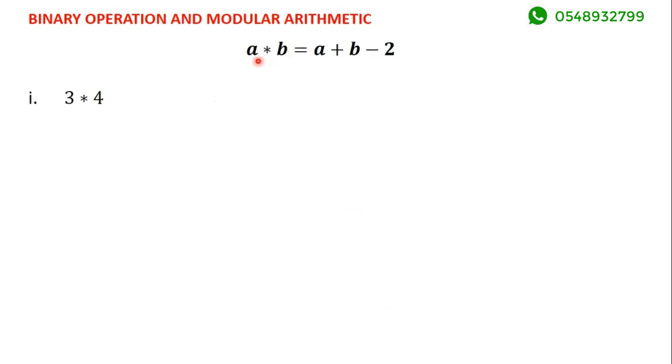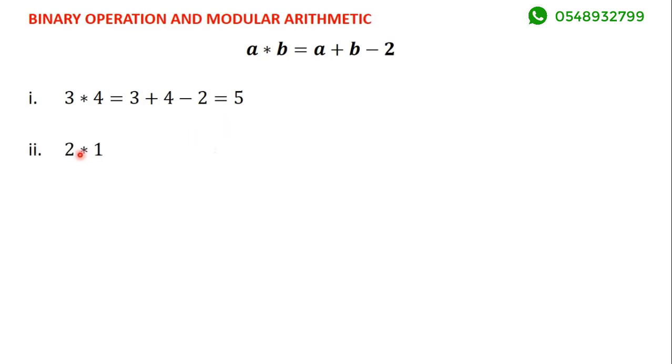So the definition of star is A star B is equal to A plus B minus 2. We are going to use this definition to evaluate 3 star 4. From the definition, we can see that A star B is equal to A plus B minus 2. So it means that the first number, which is A, plus the second number, which is B, then minus 2. We want to evaluate 3 star 4. So 3 star 4 is going to be the first number, which is 3, plus the second number, which is 4, minus 2. 3 plus 4 minus 2 will give us 5.